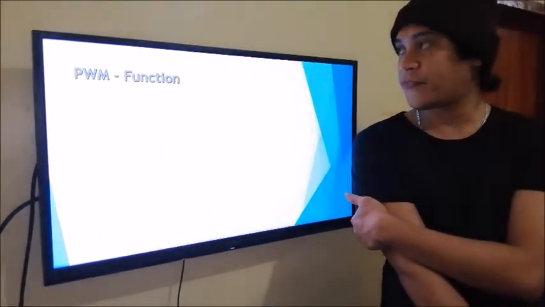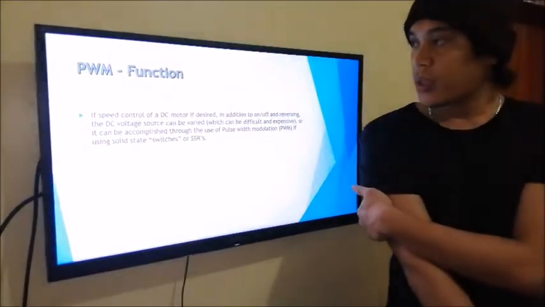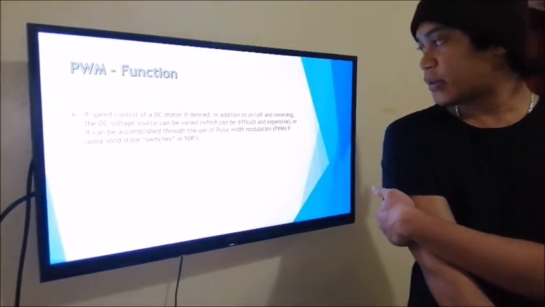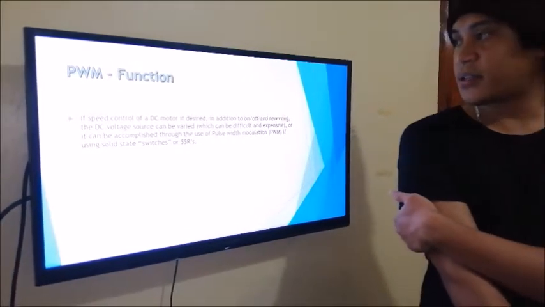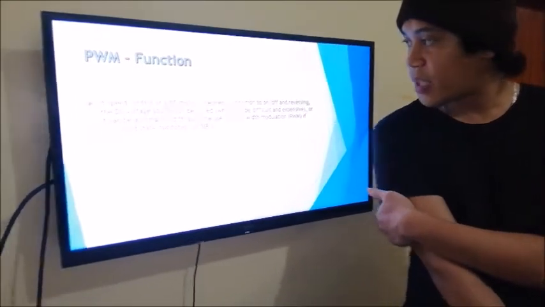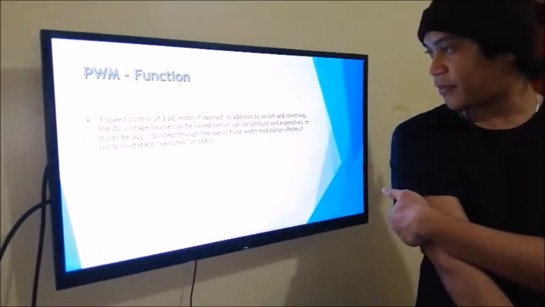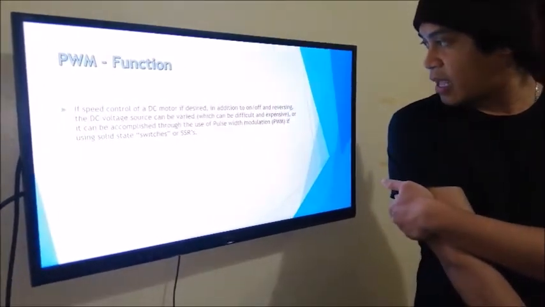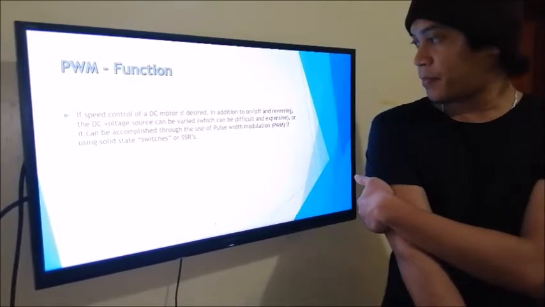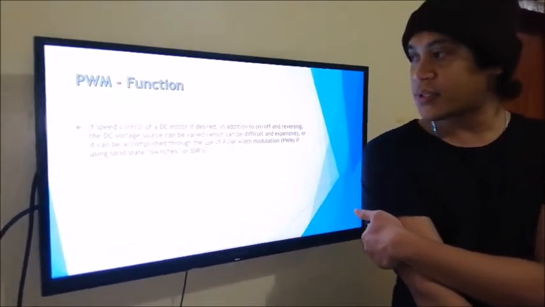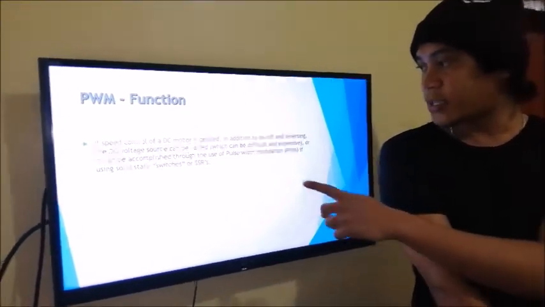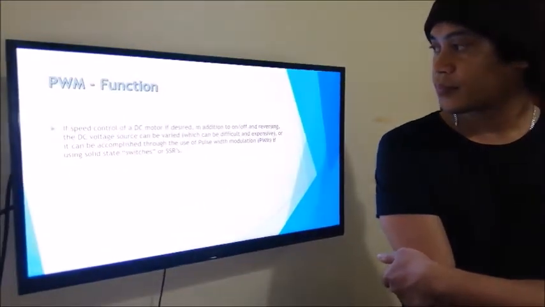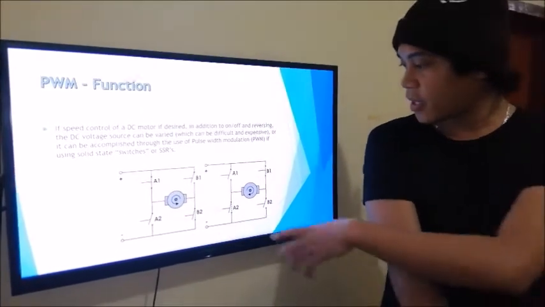PWM function. If speed control of a DC motor is desired, in addition to on-off and reversing, the DC voltage source can be varied, which can be difficult and expensive, or it can be accomplished through the use of pulse width modulation, or PWM, if using solid state switches or SSRs. So this is the diagram.